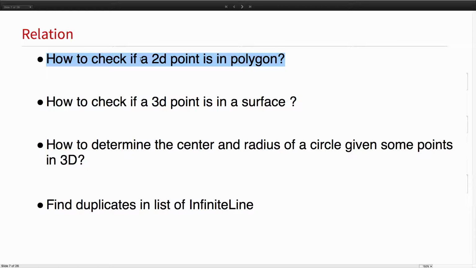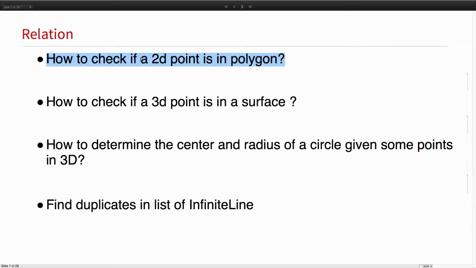If you just imagine, it's very easy, right? You draw a polygon, see where the point is. If it's inside, then yes, it's inside. If it's outside, it's outside. But in reality, if you want to program those things, it's not easy.